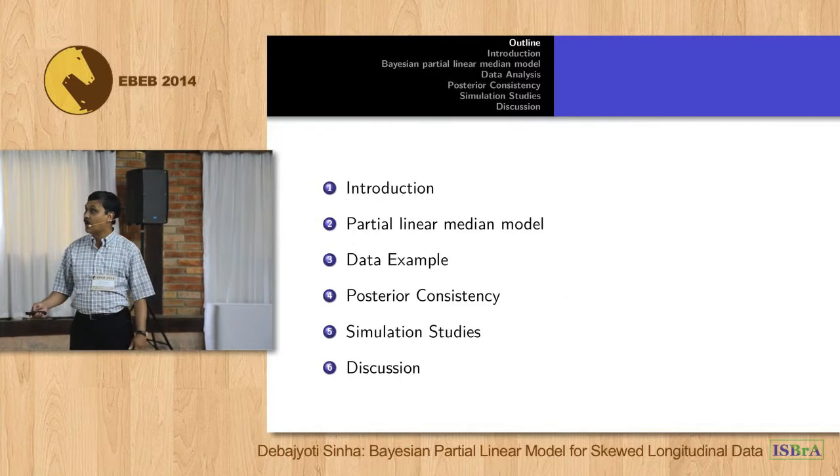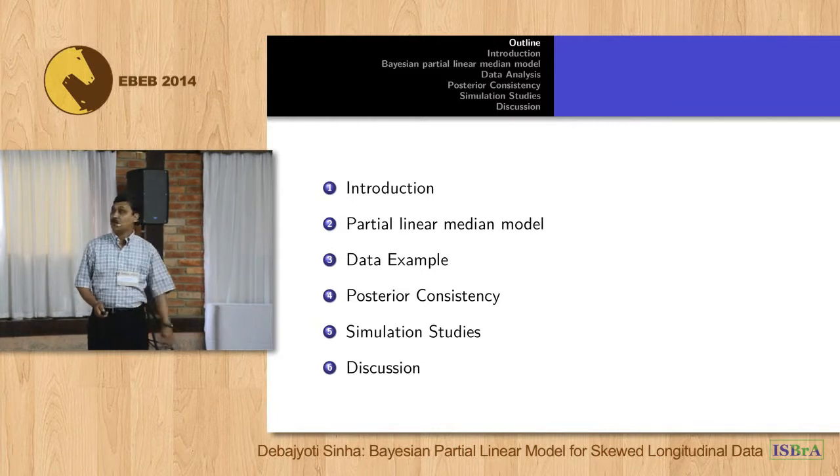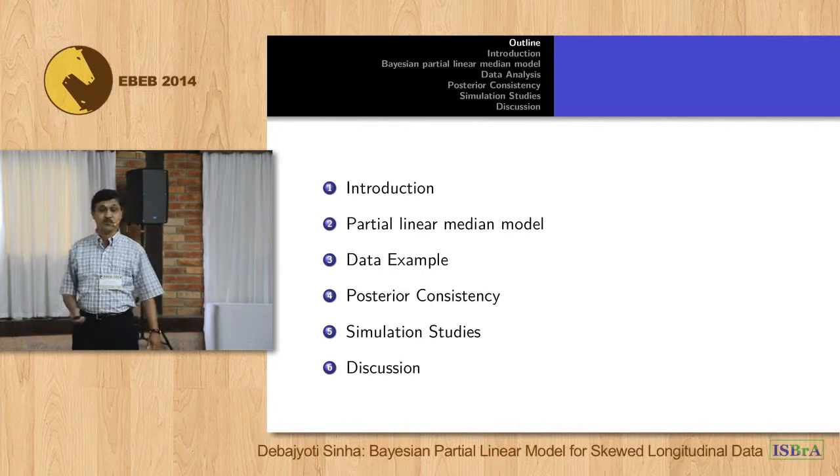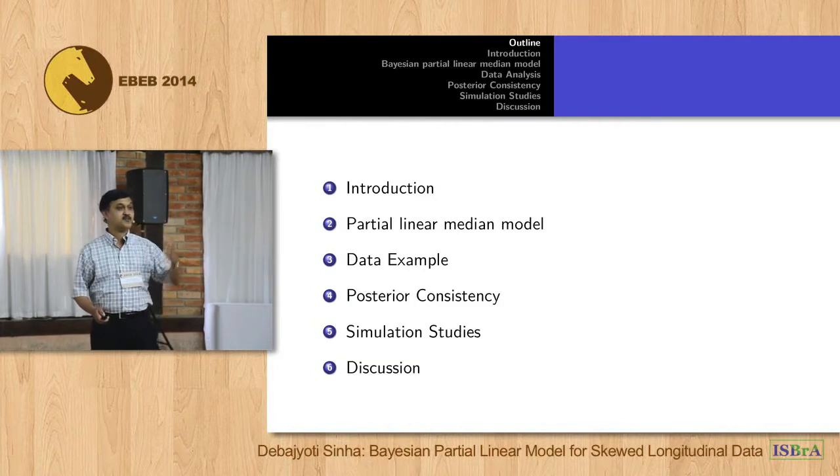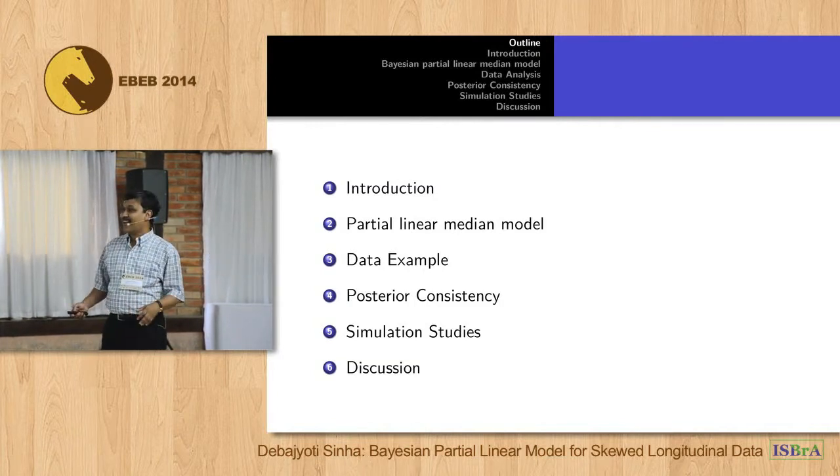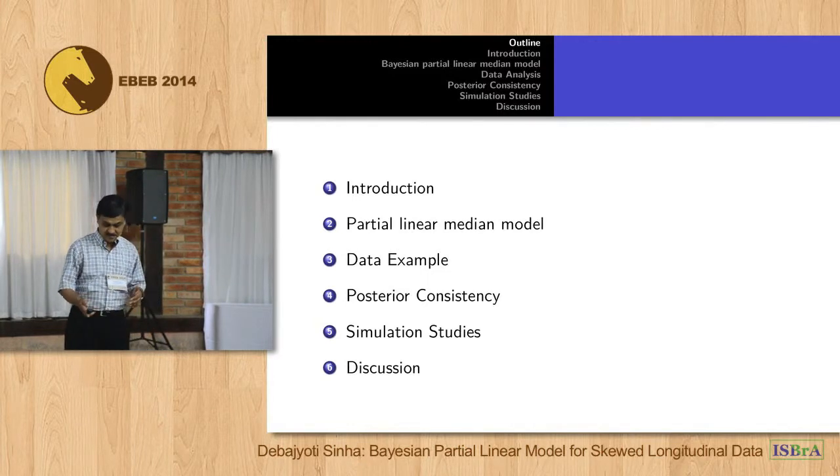Okay, so this is the plan. I'll give the introduction. I'll talk about what we mean by partial linear model. In the introduction, I will talk about what kind of data we are dealing with, and the data examples. Then there is a little bit about posterior consistency, which is the theoretical part, and I will go very briefly over it, just to say why it is needed and what the major results are. Then we'll do the data analysis, and then we'll talk about simulation studies and the discussion.